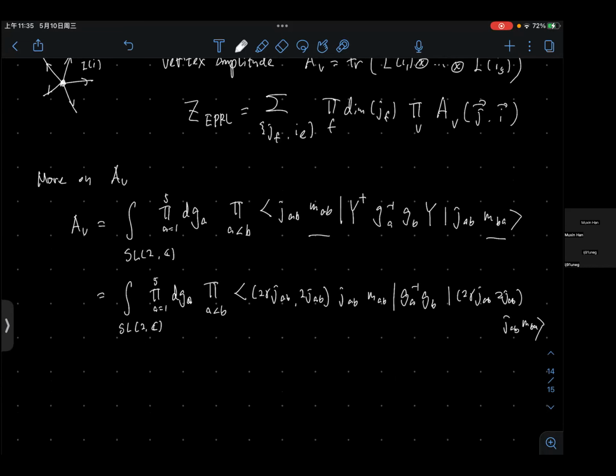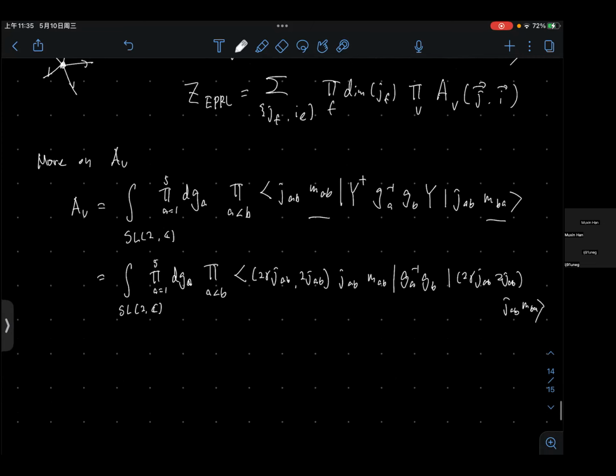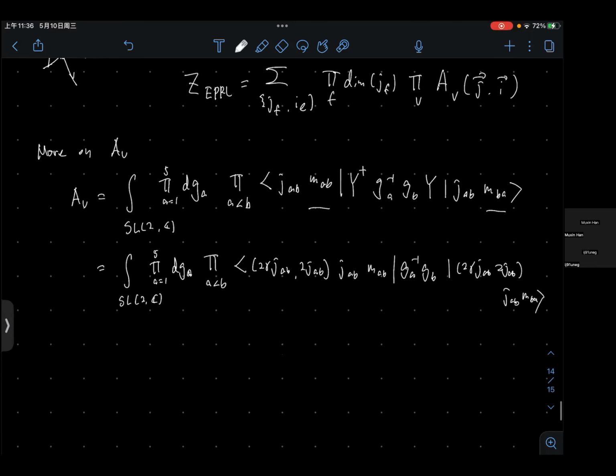And this is the more explicit expression for the vertex amplitude. But there is a subtlety here, which is that this amplitude written in this way is actually divergent, because the integration is over SL2C. This is a non-compact space, so you can imagine that there's a danger of divergence. And indeed, this amplitude written in this way is divergent.